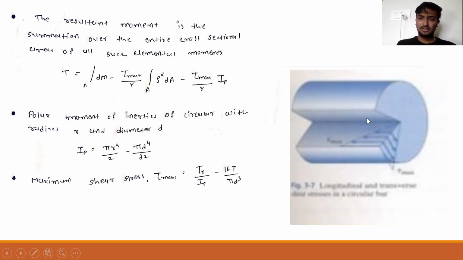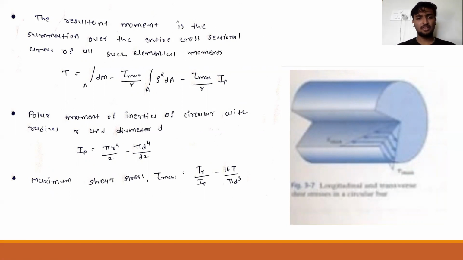The pictures may be a little blurry, but we understand that the resultant moment is the summation over the entire cross-sectional area of all such element moments. T is equal to the integral of dM, which is tau max by r times the integral of rho squared dA, which is equal to tau max by r times Ip.